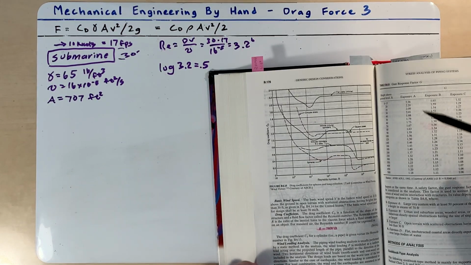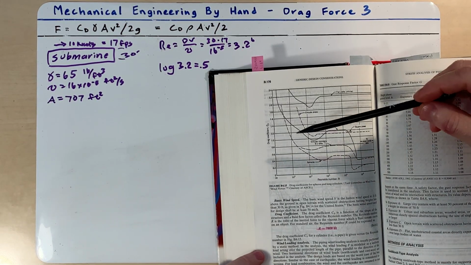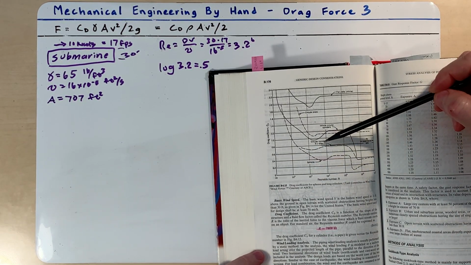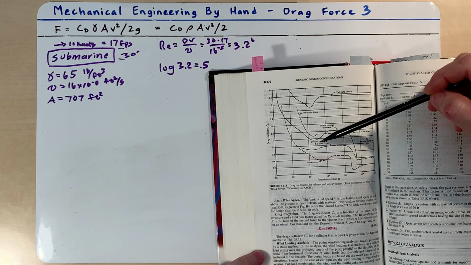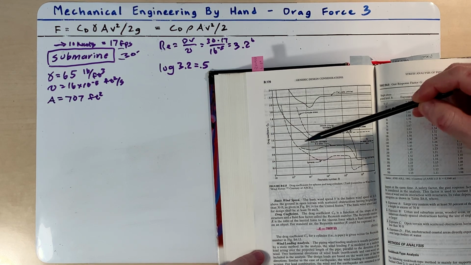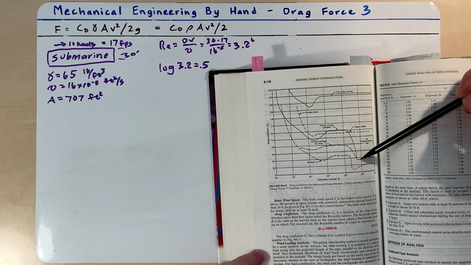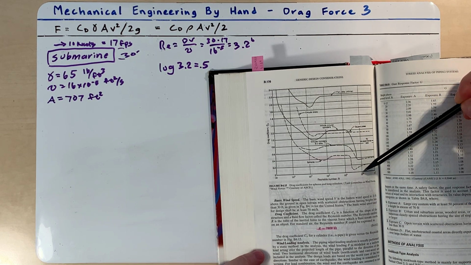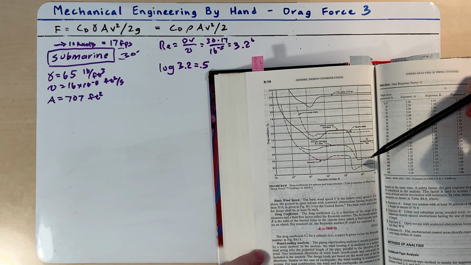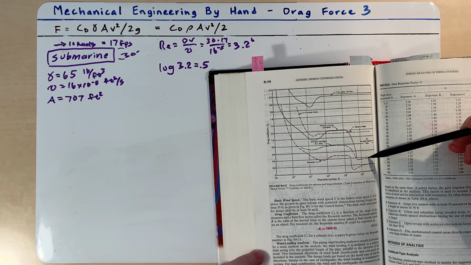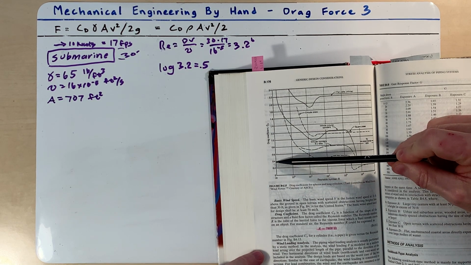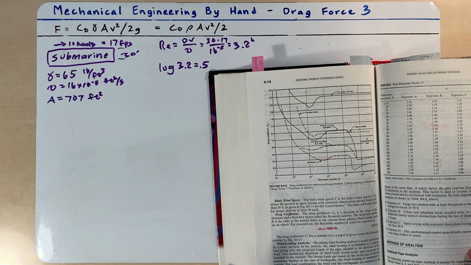So here's our drag coefficient chart, and we'll assume that the submarine is a circular cylinder with this 5:1 ratio. So we'll just follow this line over to 3.2 million. That's going to be between 1 million and 10 million, and halfway over. So we are right here, and that would mean our drag coefficient is about 0.38.